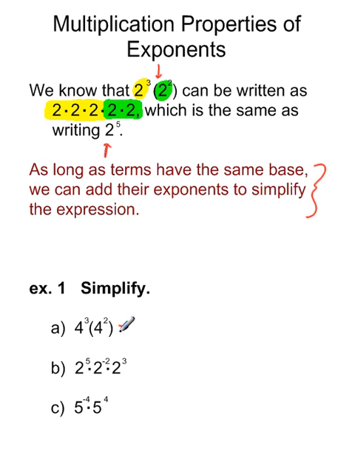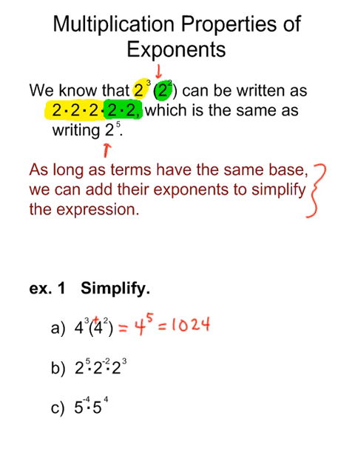The A example, I have 4 to the third power times 4 squared. Since our bases are the same, I can add my exponents together. The base will remain 4, but my new exponent will become 5. So this product has simplified into 4 to the fifth power, and 4 to the fifth power evaluated is 1024.